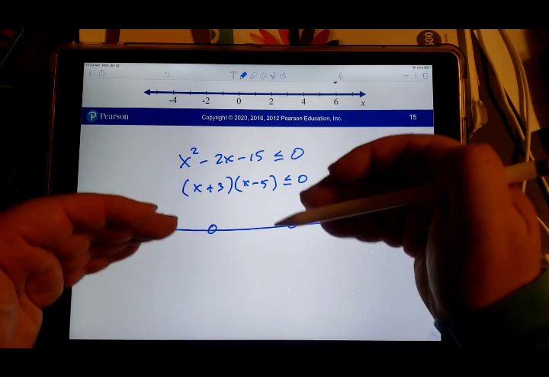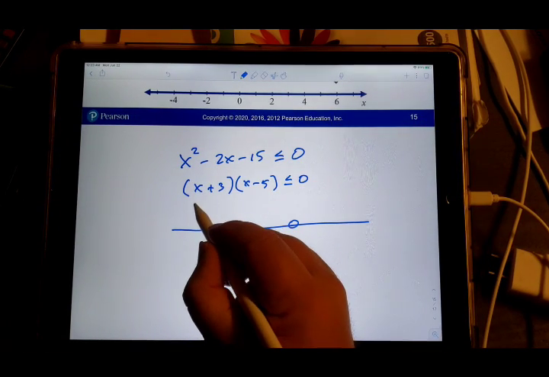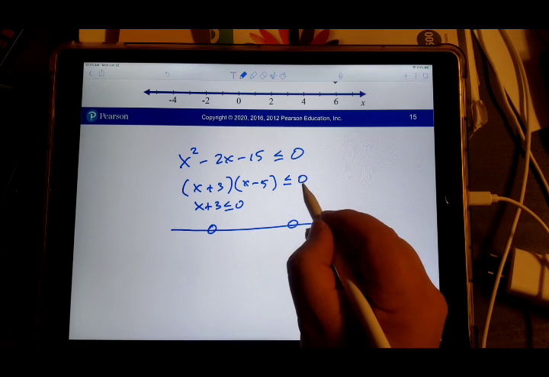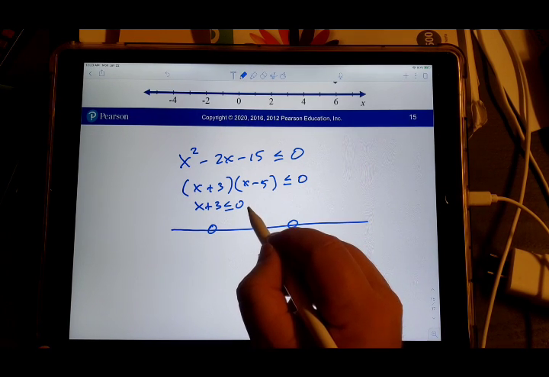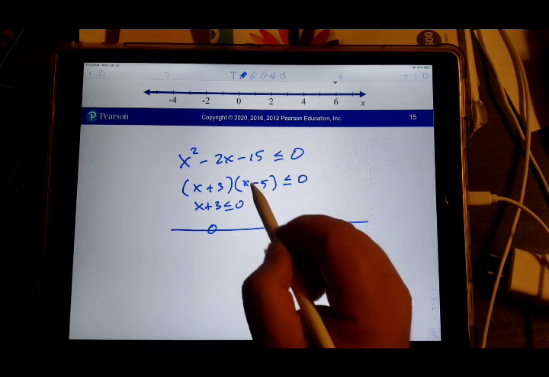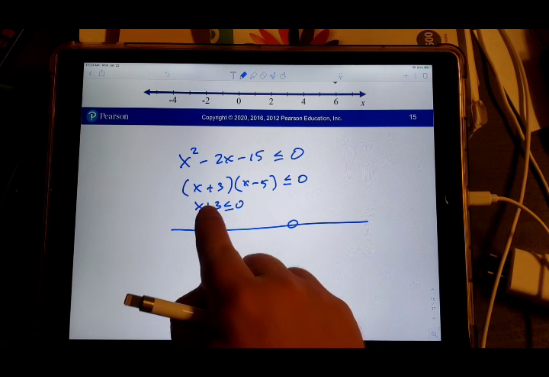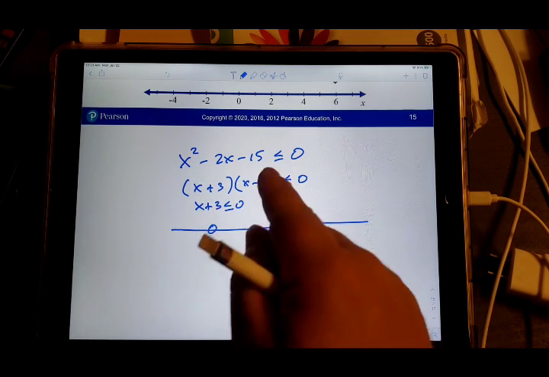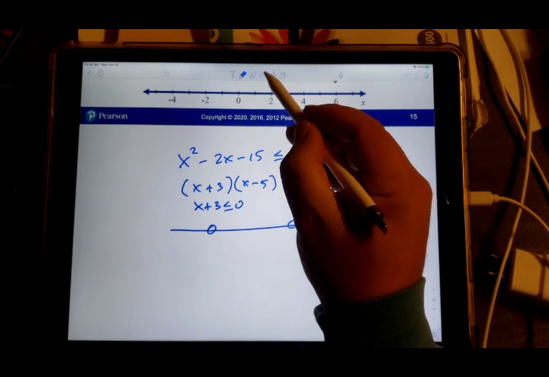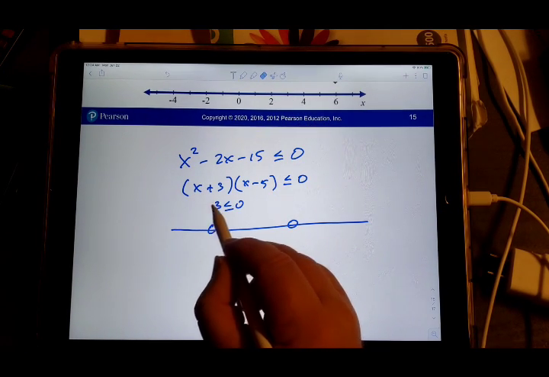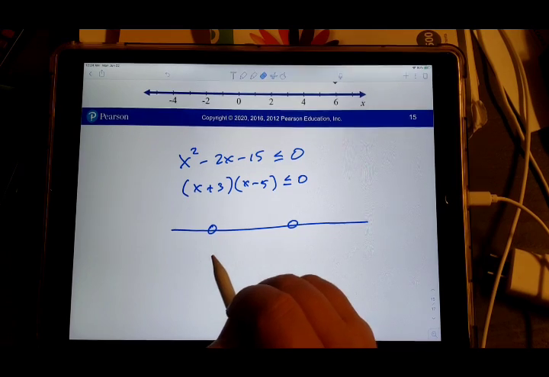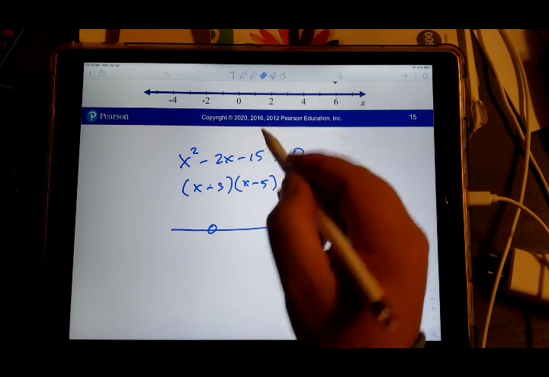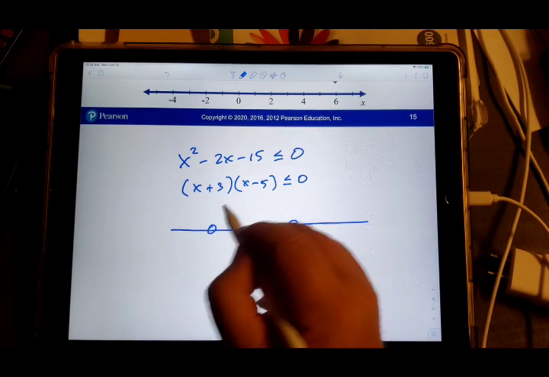There's nothing I could write down underneath this, like x plus 3 is less than or equal to 0, because that isn't necessarily true. There is no property that says if two things multiply and they're less than 0, we know which one is less than 0. In other words, there's a property that would let us continue if that were an equal sign.